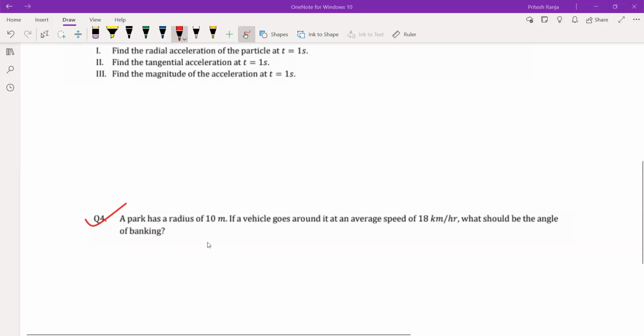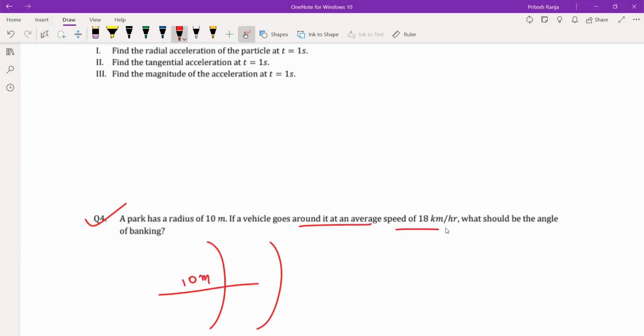So the park has a radius of 10 meters. The vehicle goes around at an average speed of, first convert it into meter per second. What should be the angle of banking? So what should be this theta? So there is no mu, right? There is no mu.